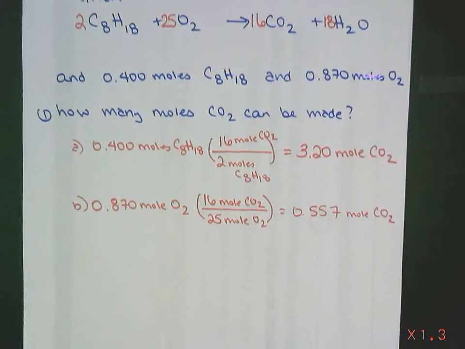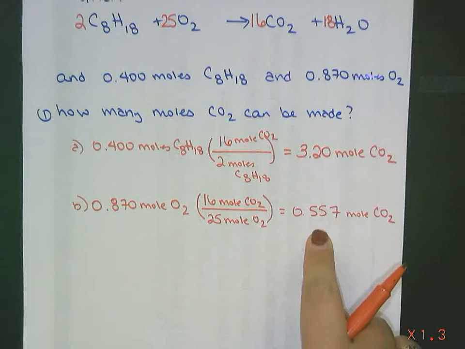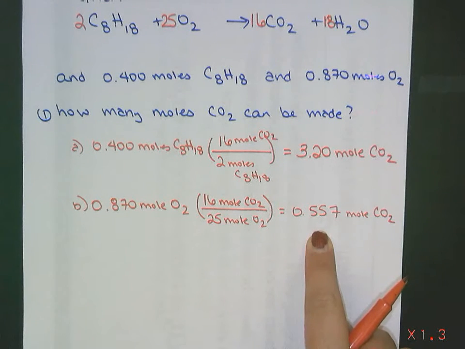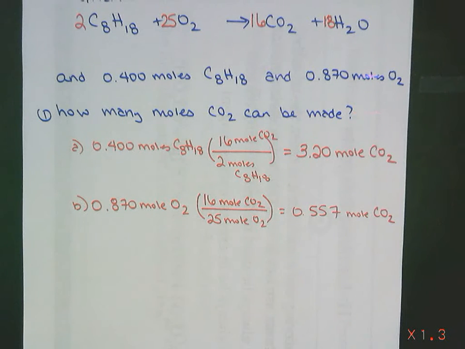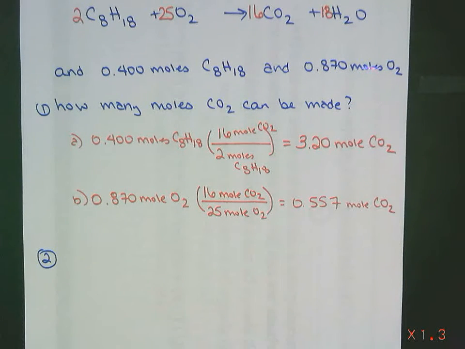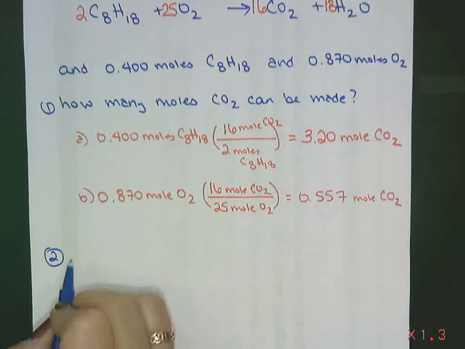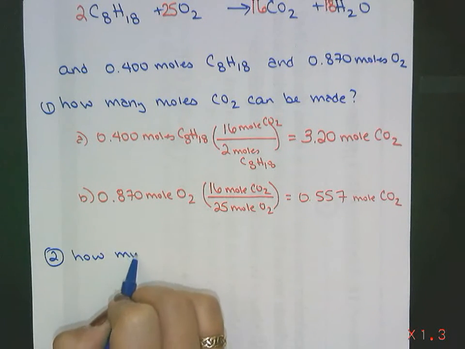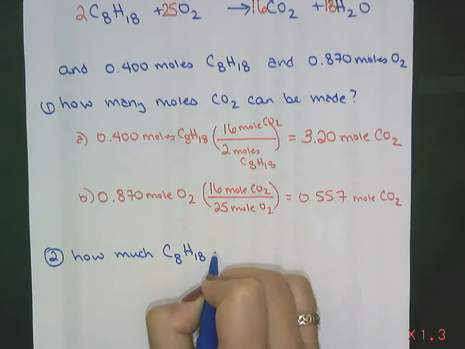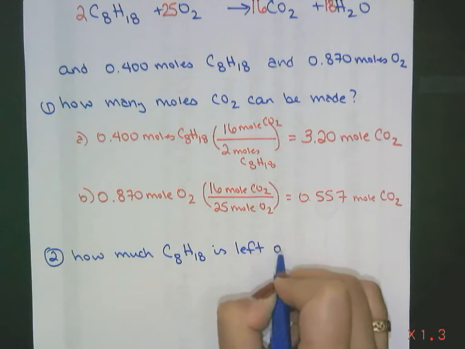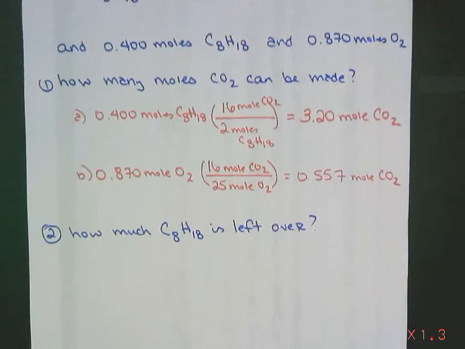All right, so which one tells me how many moles? This one, right? This is the limiting reagent. So that is as many moles as I can possibly make. That's it. That's the limiting. All right. Part 2 to this question is how much do I have left over?